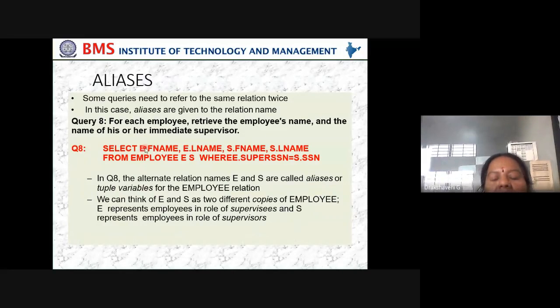So you can see here, instead of writing employee dot first name, we can just write E. What this E represents is another name, an alias, for our employee table. Here you can see we have named two copies of employee, one is E and one is S. Then select E dot first name, E dot last name, S dot first name, S dot last name from employee E and S where E dot super SSN equal to S dot SSN. That's what an alias does.